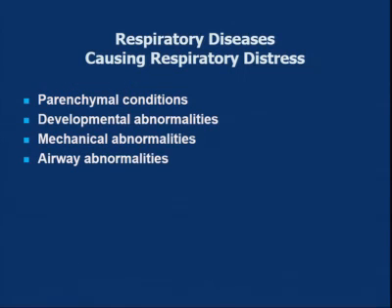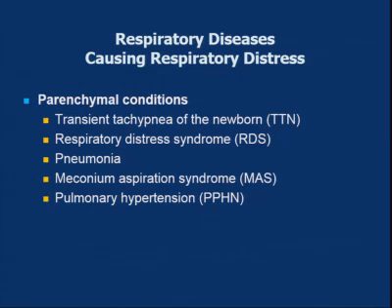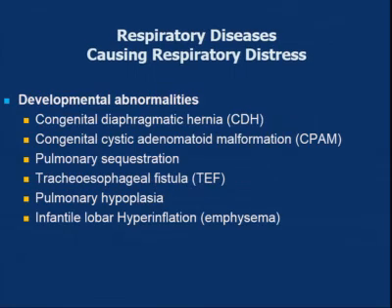In terms of respiratory diseases causing respiratory distress, just for didactic purposes, people have divided this into parenchymal conditions, developmental abnormalities, mechanical abnormalities, and airway abnormalities. Amongst the parenchymal conditions, the most common diagnoses we usually deal with, and I was told that neonatology was only 5 diagnoses, and these are it: transient tachypnea of the newborn, respiratory distress syndrome, pneumonia, meconium aspiration syndrome, and pulmonary hypertension. Very quickly I learned that there aren't 5 diagnoses, there are only 6.